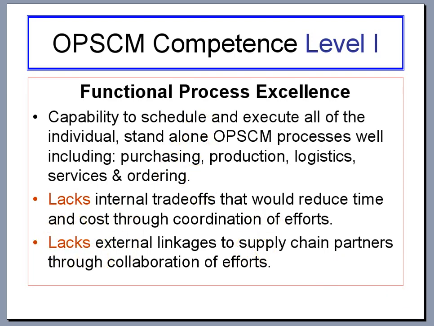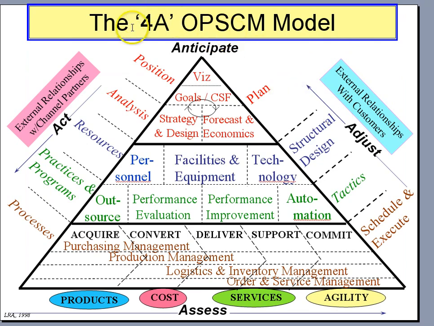So that's level 1. For level 2, we use the detailed operations supply chain management model, the 4A model, to show that the processes have a horizontal flow through the organization that is actually one flow made up of many streams as the value is created and flows through the organization.